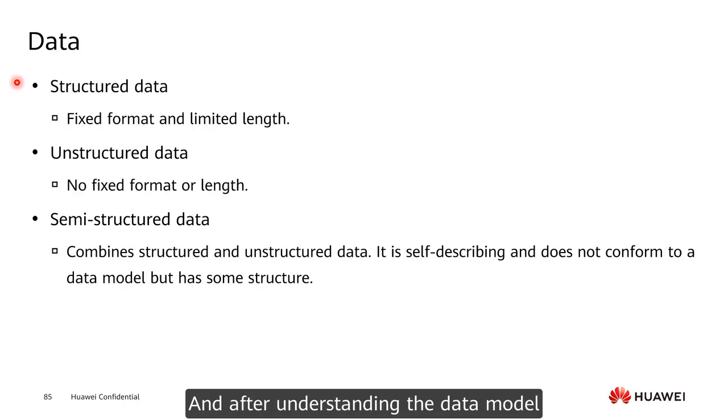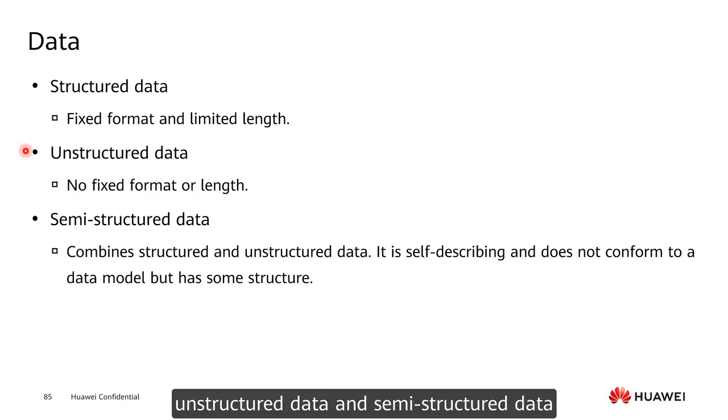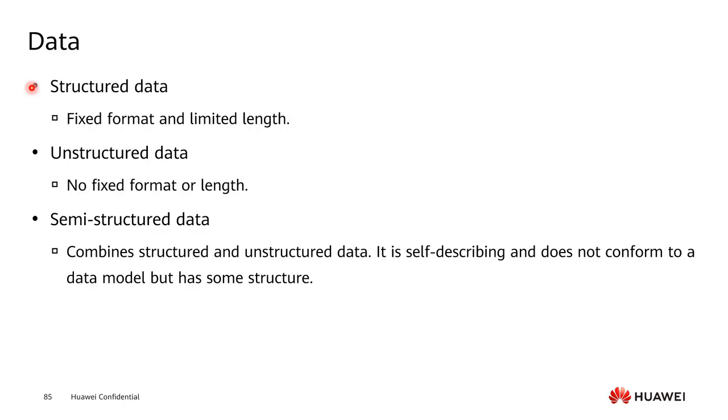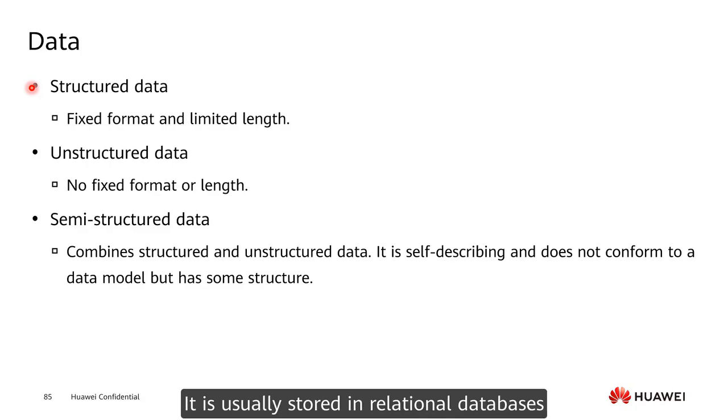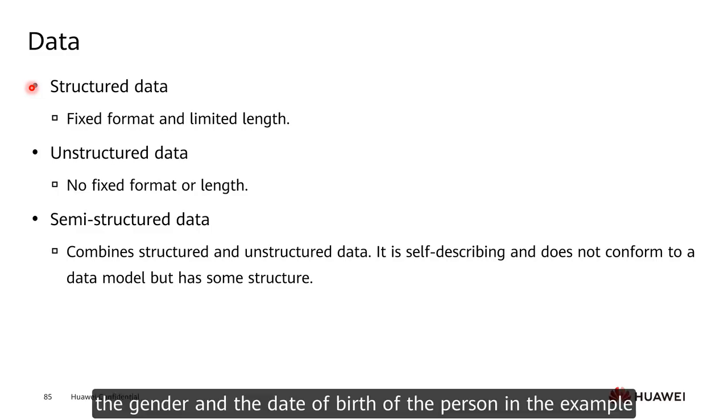After understanding the data model, let's look at the characteristics of data. Data stored in the database includes structured data, unstructured data, and semi-structured data. Structured data has a fixed format and limited length. It is usually stored in relational databases, facilitating query and analysis. For example, the driver's license ID, the gender, and the date of birth of the person in the example.